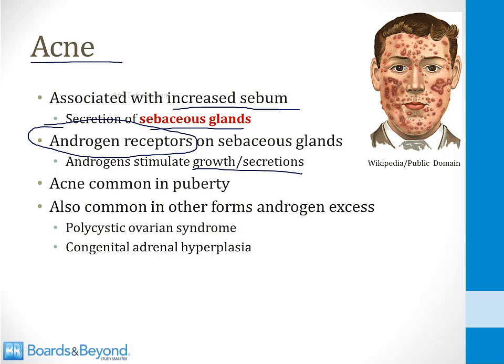coming from these glands. For this reason, acne is common in puberty, and it's also common in other conditions where there is an excess of androgens. For example, among women with the polycystic ovarian syndrome, and among children born with some of the congenital adrenal hyperplasias where they secrete excess androgens from the adrenal gland.